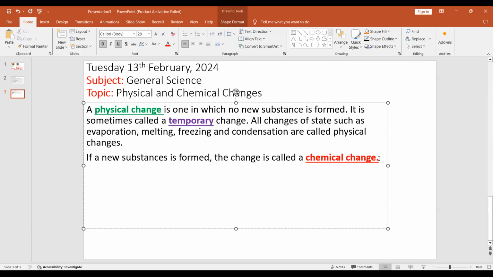So what's the difference between a physical change and a chemical change? Anyone can answer? Say it again. What's the difference between a physical change and a chemical change? Physical change, you can reverse it, and chemical changes, you can't reverse it. Okay. Anyone else want to help him? What's the difference between a physical change and a chemical change?